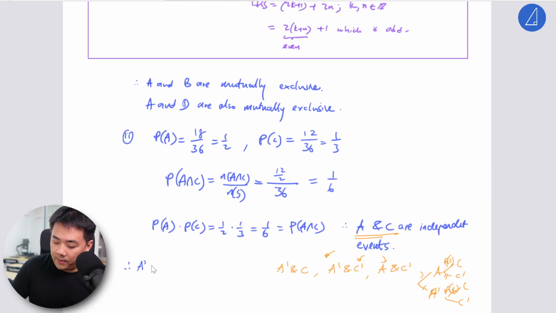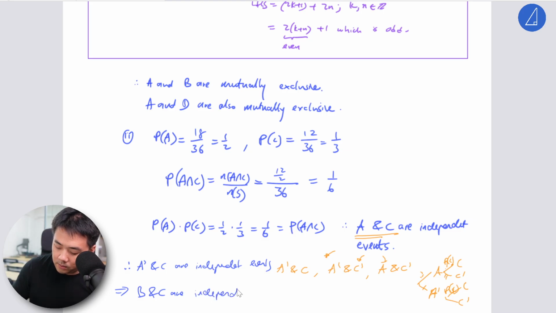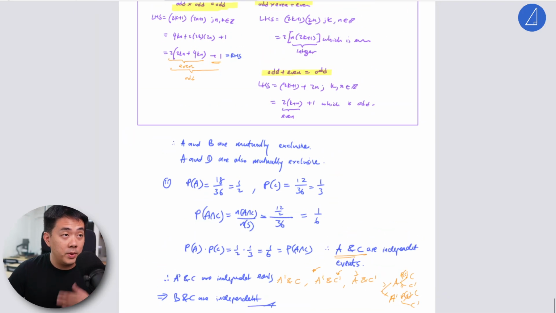So essentially, hence A prime is also independent of C, right? Independent events. So you know that B and C are independent. There you go. So B and C are independent.